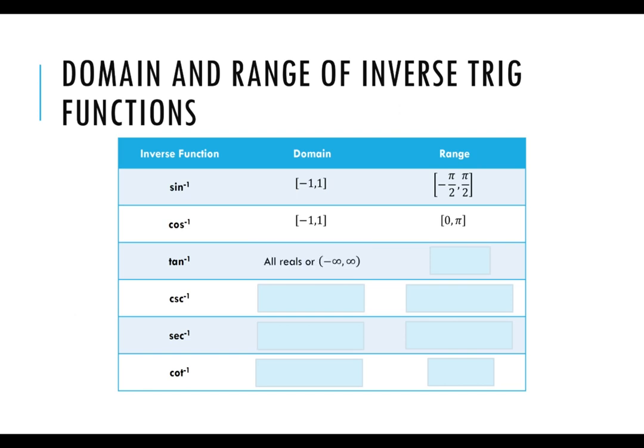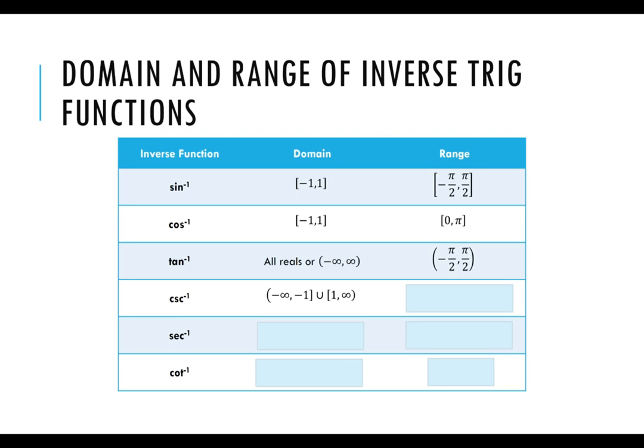Anything you want to plug in, you can. But the range of tangent inverse is going to be from negative pi halves to pi halves, exclusive. Remember, we don't include the endpoints here. For cosecant inverse, well, what's the domain there? Well, the domain is going to be from negative infinity to negative 1, union 1 to infinity, including the 1 and the negative 1.